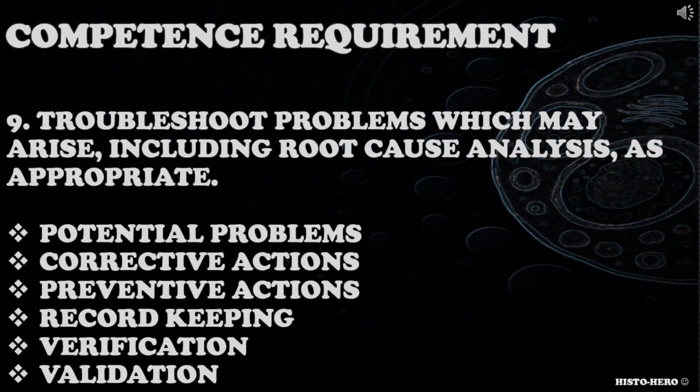The ninth competence requirement is for you to troubleshoot problems which may arise, including root cause analysis, as appropriate. What problems have you come across when it comes to tissue processing and embedding? Why did they occur? How did you resolve them and what did you learn from them? Where did you record your actions? Consider potential problems you may encounter, corrective actions taken, preventive actions, record keeping, verification and validation, and so on.